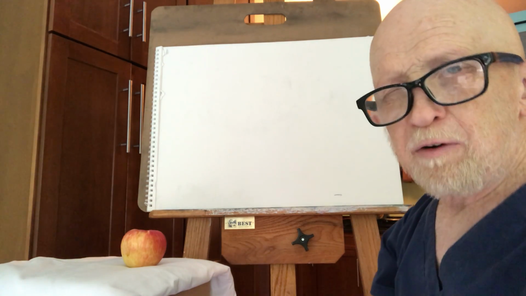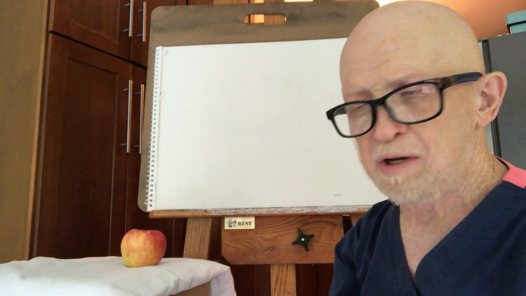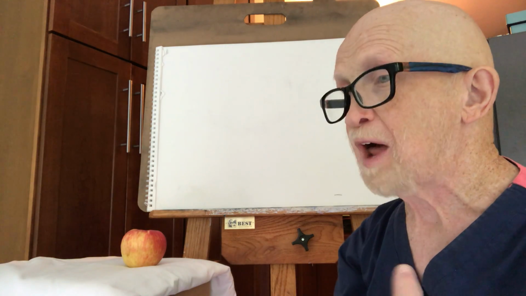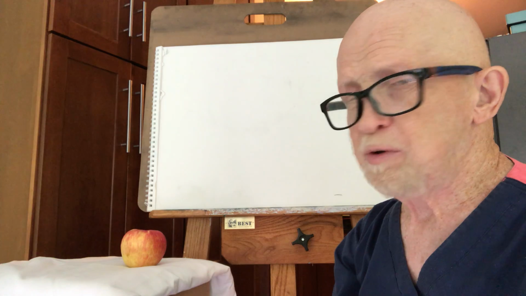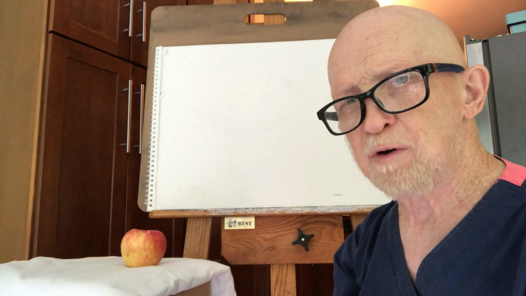All right, welcome to our first assignment. Our first assignment is making lines. In other words, it's about lines and how lines are used. In this instance, we're going to be using lines to describe the contour of an object.